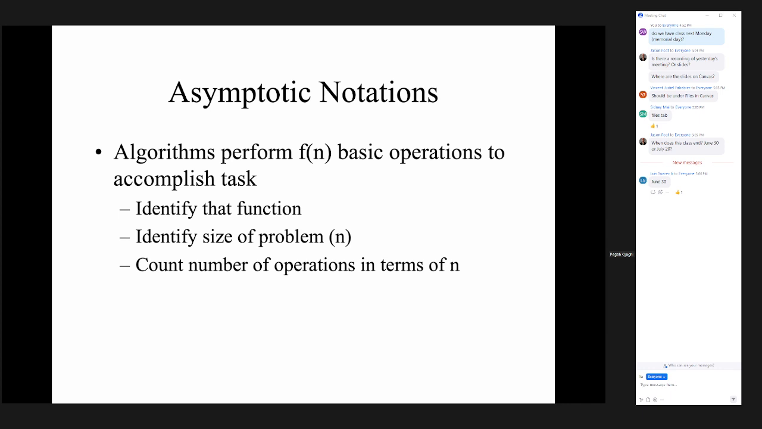Identify that function for asymptotic notation. Identify the size of the problem. The n is going to be the size of the problem. It means that if the size is bigger, probably my algorithm takes more time and needs more storage. Count the number of operations in terms of n. Actually, this asymptotic notation calculates the number of operations in terms of the size of the problem that we have. So that's coming from that side.